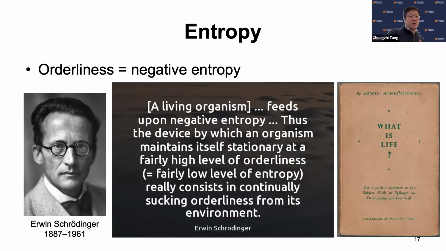So if I directly quote what Schrödinger says, all the living system feeds upon negative entropy. Thus, the device by which an organism maintains itself stationary at a fairly high level of orderliness, or a fairly low level of entropy, really consists of continually sucking orderliness from its environment.